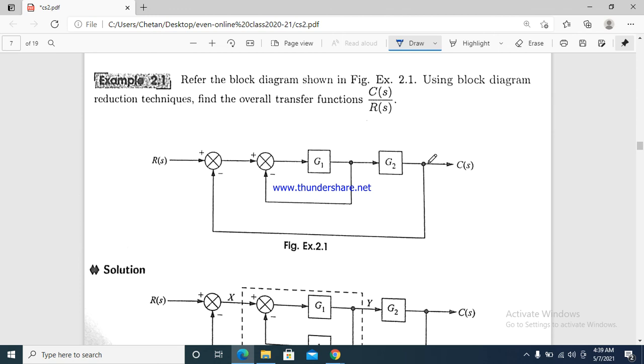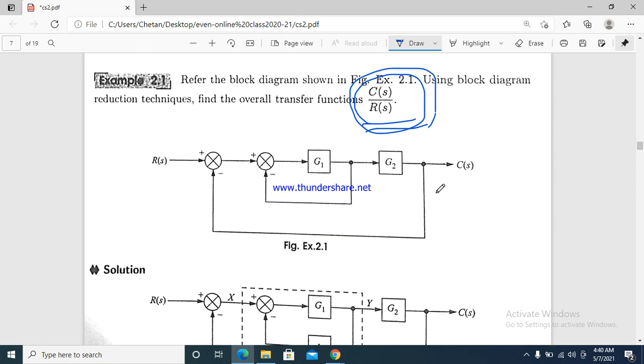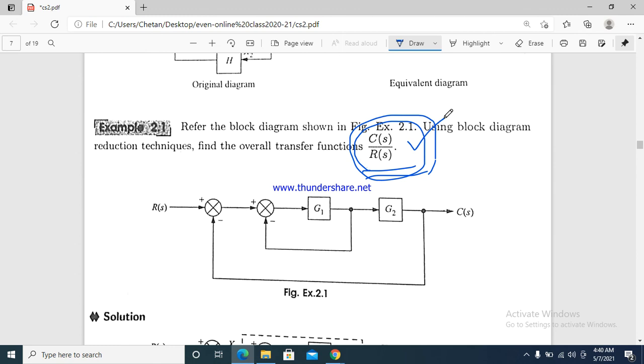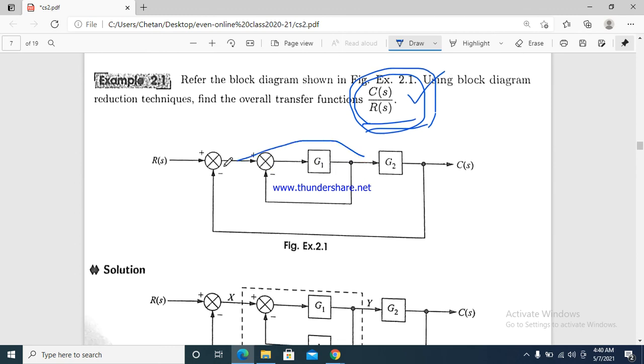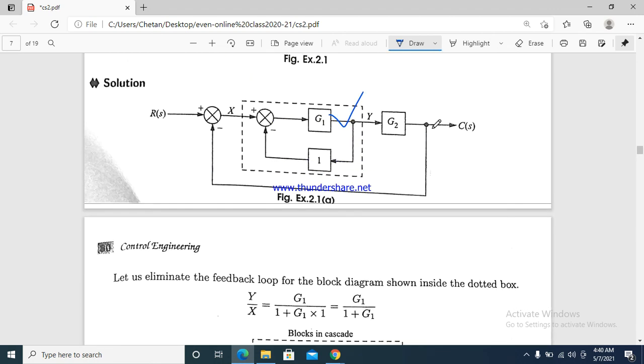Next, we discussed one simple block diagram. In this block diagram, they have asked us to find the output by input transfer function, C(s) divided by R(s). To get the transfer function, first you should identify this. Here you have one feedback loop inside, and outside also you have another feedback loop like this.